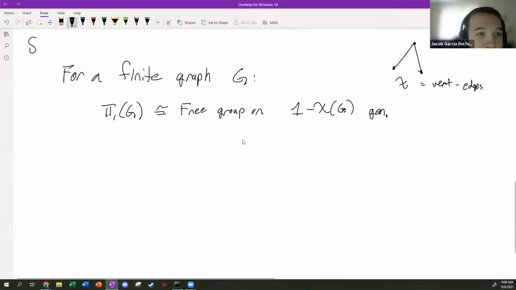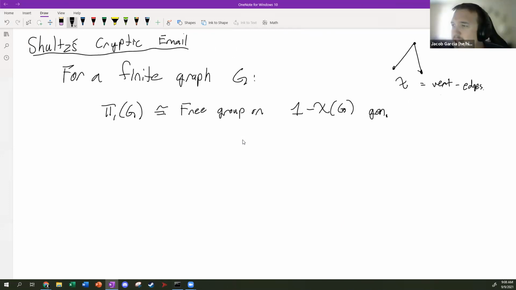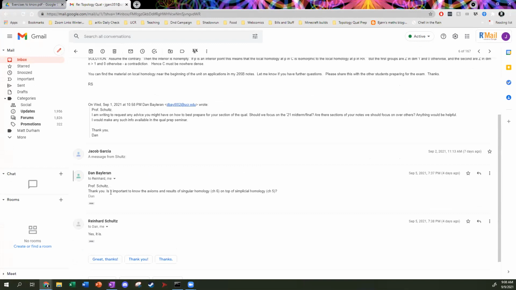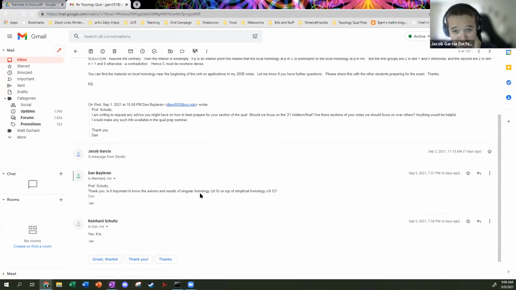So this was Schultz's cryptic email. Did I send you all his follow-up email? Okay. Dan then asked again, is it important to know the axioms and results for singular homology in chapter 6 on top of simplicial homology in chapter 5? I assume he's talking about chapters 6 and 5 of Hatcher, and Schultz said yes, it is. So there you go. That's the entire email chain.